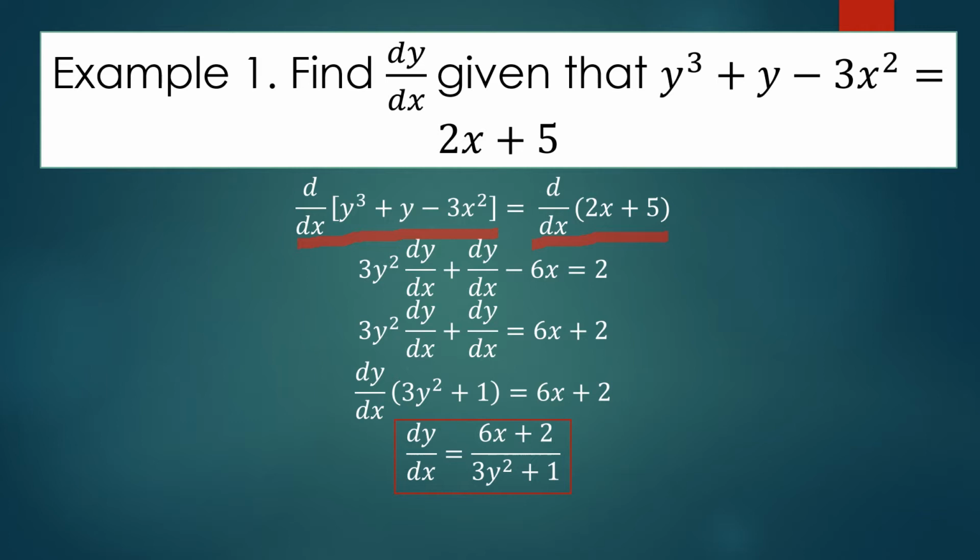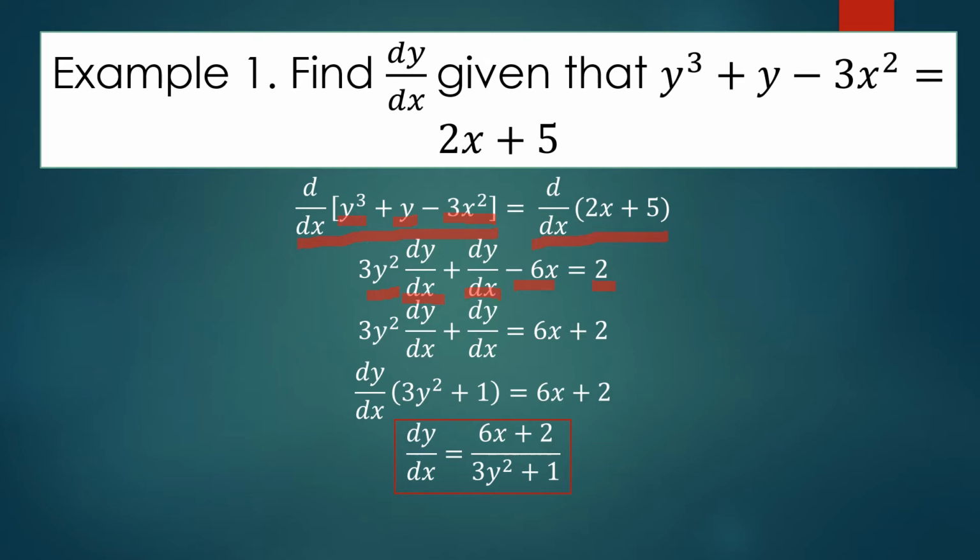So since the first term is y cubed, the variable is y, so we have to get first the derivative of y cubed. So the derivative is 3y squared and idagdag ang dy over dx plus the second term, variable y ulit. So the derivative of y is equal to dy over dx minus the derivative of 3x squared. The derivative is negative 6x is equal to the derivative of 2x plus 5 is equal to 2.